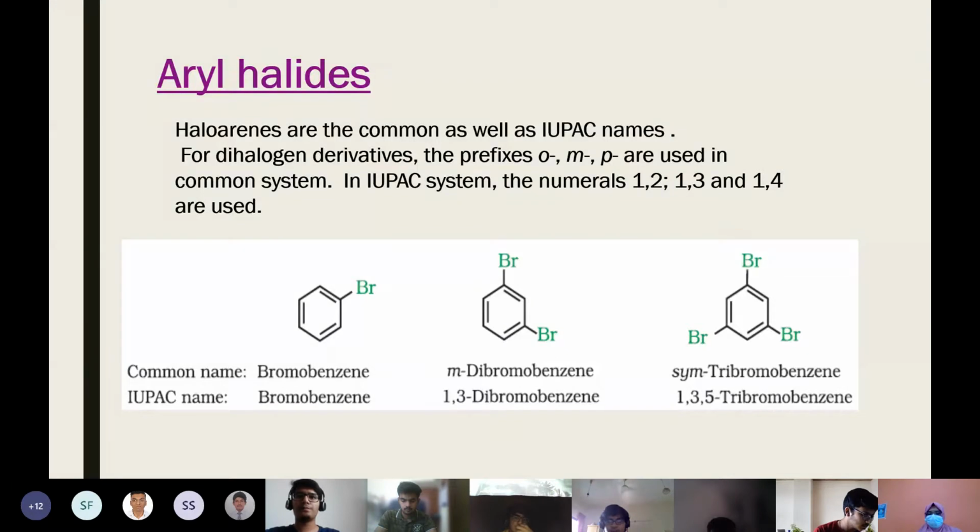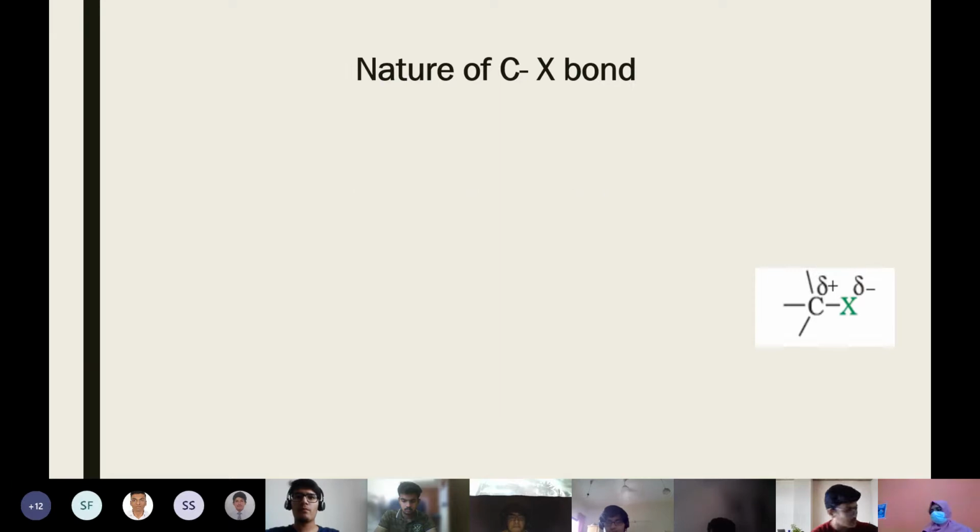In aryl halides, we learned that they always use the prefix ortho, meta, or para depending on the compound, and the numerals will be 1,2, 1,3, or 1,4. If it's 1,2 it is ortho, 1,4 is para, and 1,3 is meta position. And there's also a symmetrical position, 1, 3 and 5.